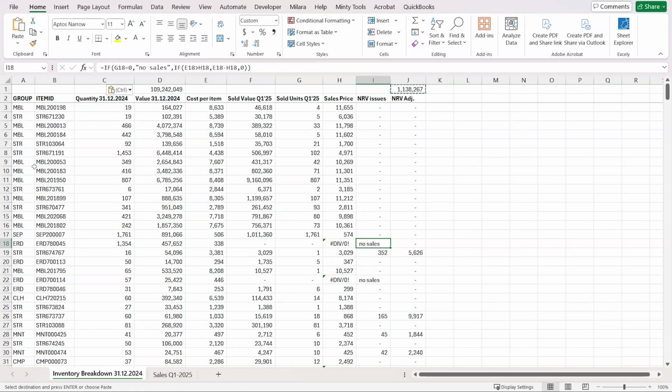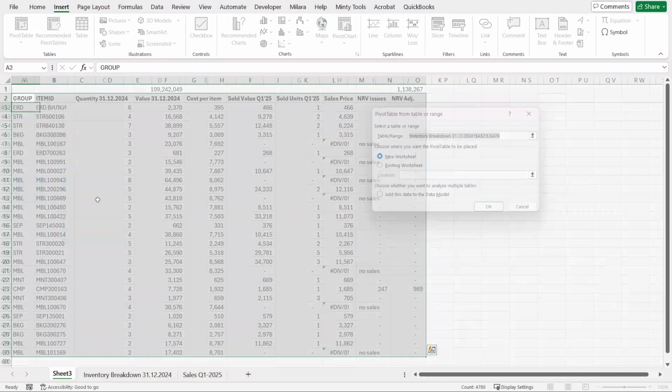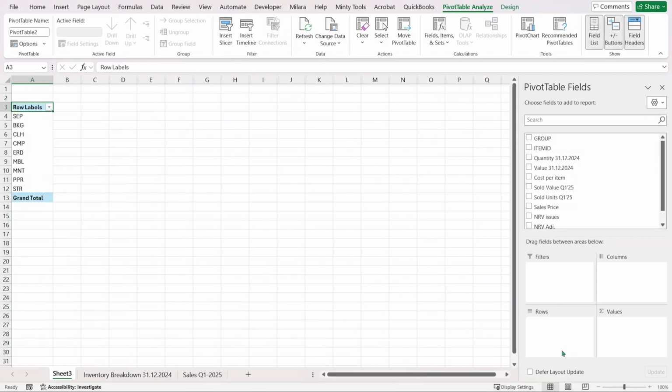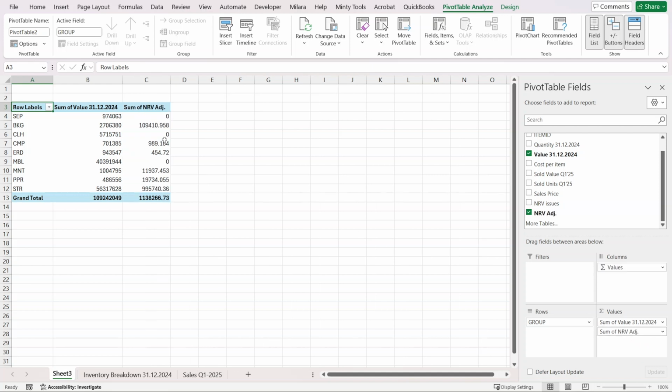What I usually do is, you see here that I have groups. So I'll see if I have NRV issues within the same group and apply the same percentage of the NRV adjustment to those items that don't have any sales, and we don't have any way to see if their value is reasonable. What I'll do is I'll grab all this, add a pivot table, and here I have the group. I'm going to have the sum of the value at the end of the year, and I'm also going to have the sum of the NRV adjustment.